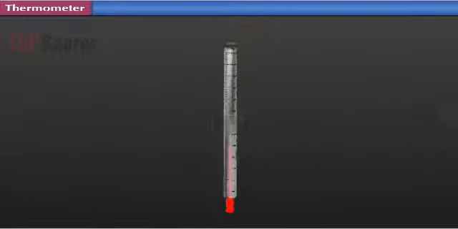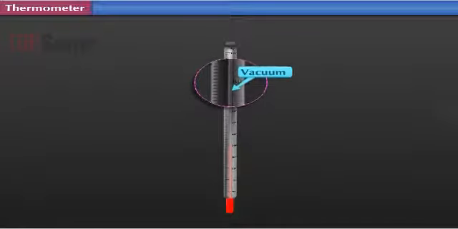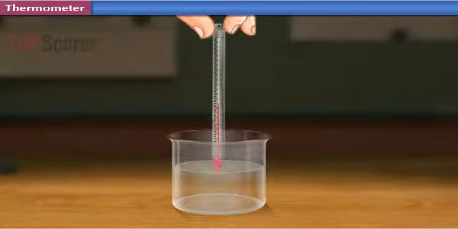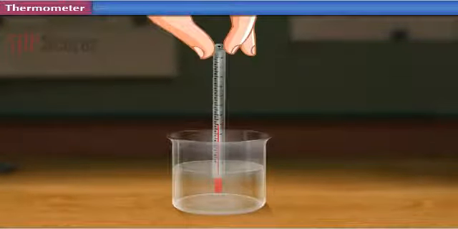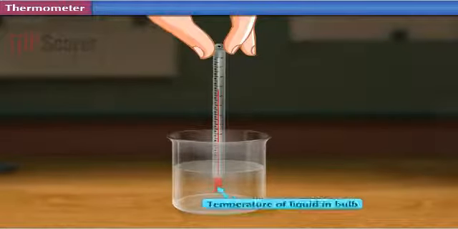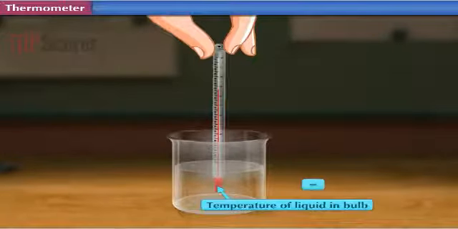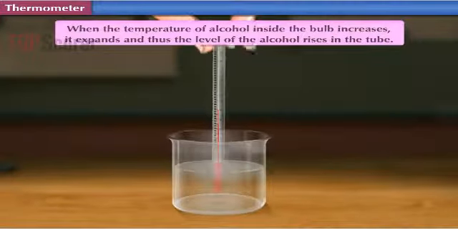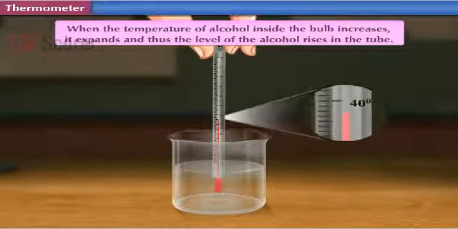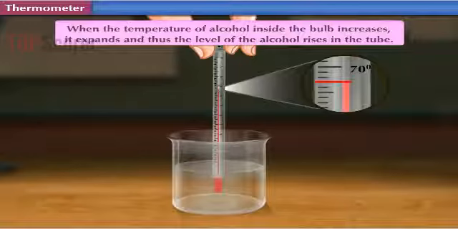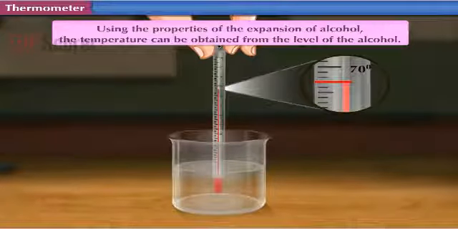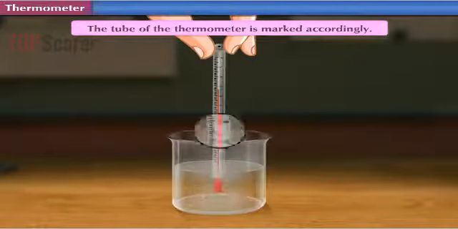The rest of the volume of the tube has vacuum and its other end is closed. The bulb containing alcohol is kept in contact with the substance whose temperature is to be measured so that the temperature of liquid in the bulb becomes same as that of the substance. When the temperature of alcohol inside the bulb increases, it expands and thus the level of the alcohol rises in the tube. Using the properties of the expansion of alcohol, the temperature can be obtained from the level of the alcohol. The tube of the thermometer is marked accordingly.